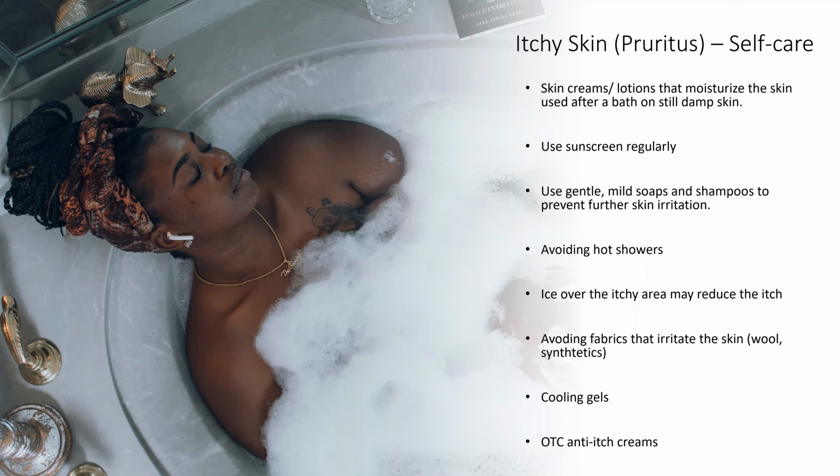You can also put ice or basically anything cool over the itchy area, and this will reduce the itch. Although I have to say this is just a temporary solution, so it's something that you can do, but you will have to do it repeatedly, or maybe do it just when the itch is intense. And then pay attention to the kinds of clothes you wear. Avoid anything that might irritate the skin, such as wool or synthetic products. You can use cooling gels. You have a lot of these like after sun creams that basically cool your skin down, and these are very good for the itch as well.